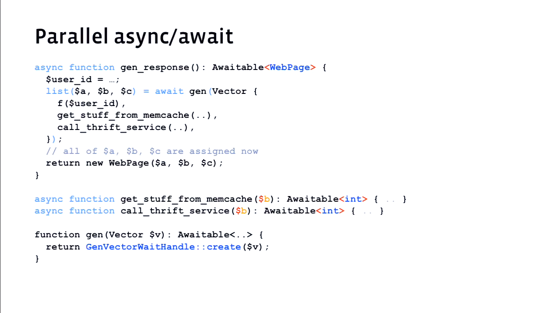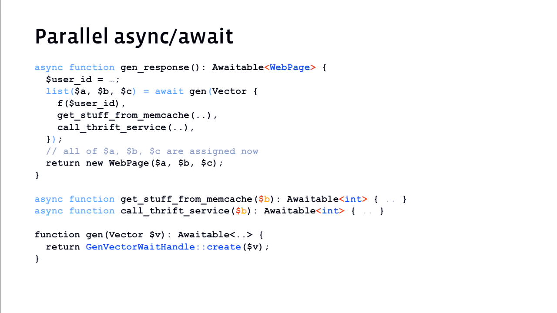The fun stuff happens when you have multiple awaitables going on at the same time. You have your CPU, which is doing some stuff, and then you might have multiple things waiting for I/O at the same time. Being able to do async await in parallel allows you to do that. So let's say that you are generating a web page. You have a function called genResponse. It's an async function, so it's something that can be awaited, and at the end it returns the result, a web page. It does some stuff, and then it calls await on the function gen and gives it a vector listing a bunch of dependencies.